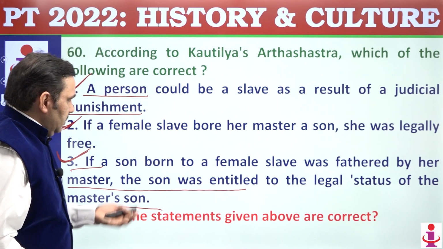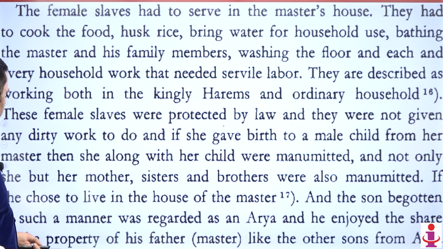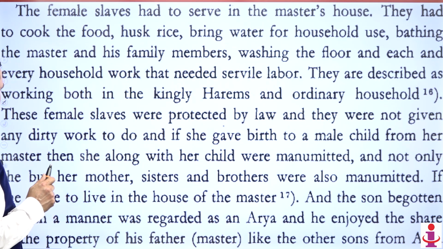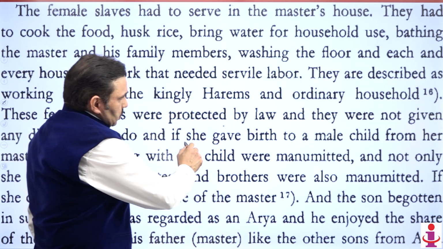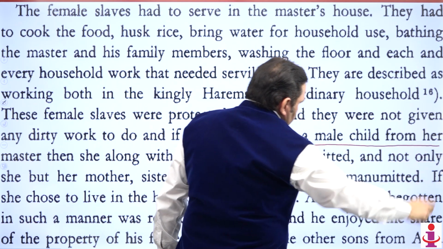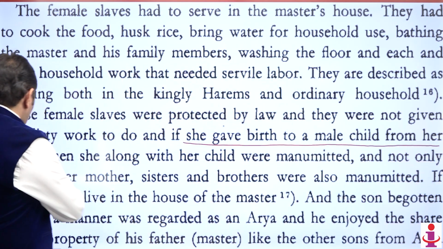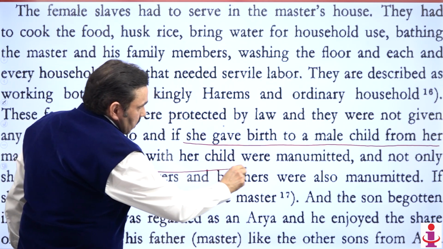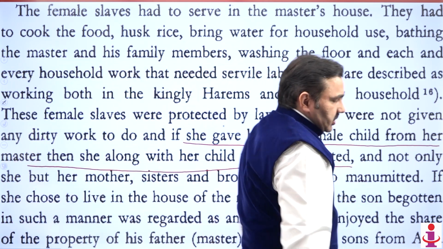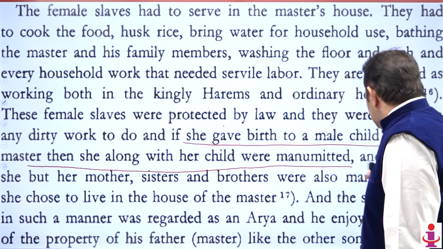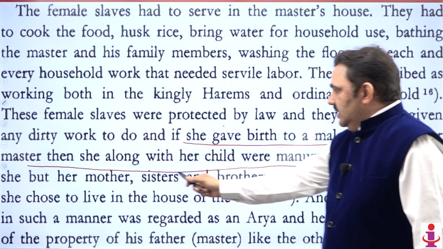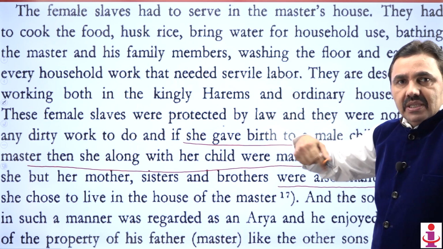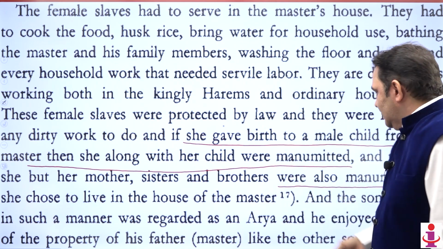So let's have a look at the source here. This is difficult, so you'll need to have the source. Look at the line here. She gave birth to a male child from her master, then she along with her child were manumitted. Manumitted means liberated. Not only she, but her mother, sisters and brothers were also manumitted. So everybody from her family was liberated. They were no longer considered slaves.